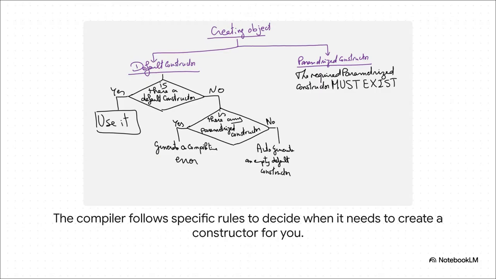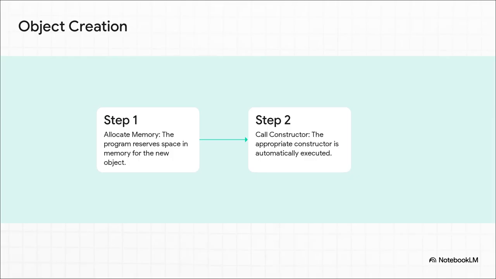Now, the compiler is pretty smart about this. This flowchart kind of shows you its thought process. If you don't write any constructors at all, the compiler says, no problem, I'll make a basic default one for you. But, and this is key, if you write a constructor that takes arguments, the compiler assumes you know what you're doing. It won't create a default one for you anymore. You're in charge now. So, every single time an object is born, this 2-step dance happens behind the scenes.